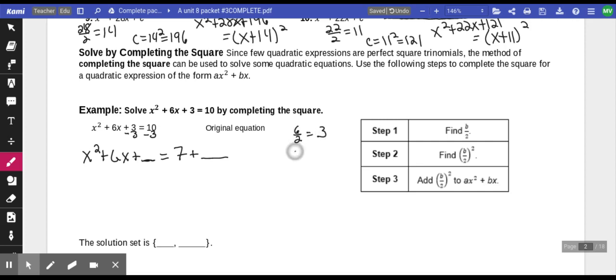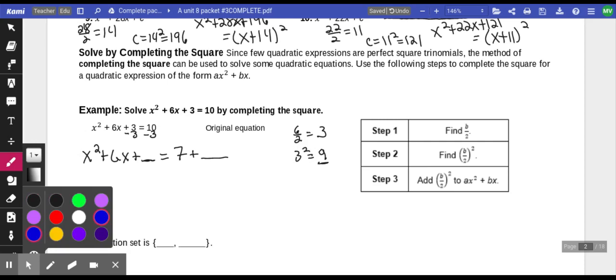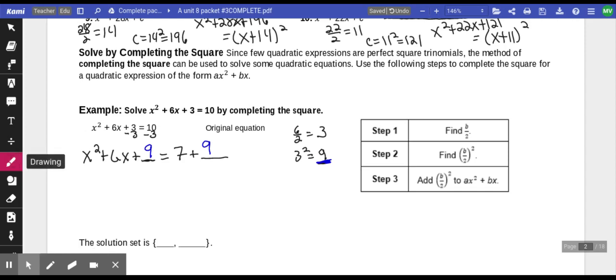And then I square that. So 3 squared is 9. That 9 is the number that I want to add to both sides. So I'm going to add 9 to both sides of my equation. Now that I added 9 to both sides, I'm going to remember that I got 9 by doing 3 squared.